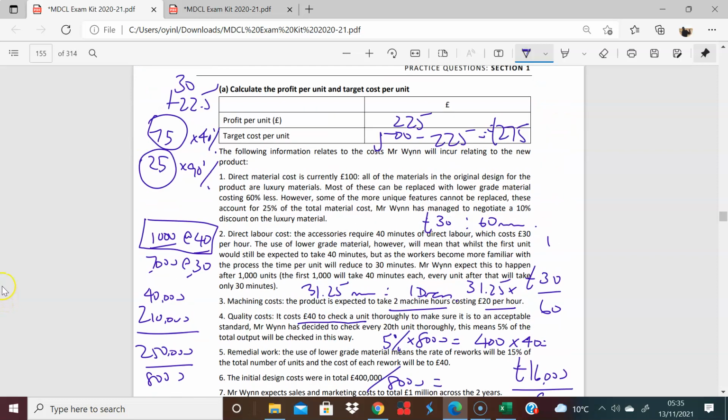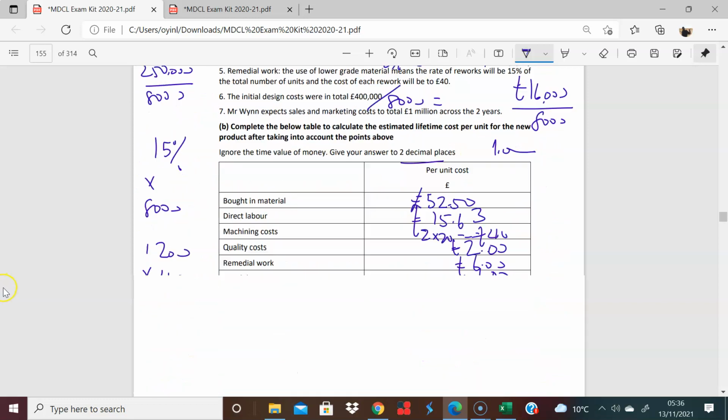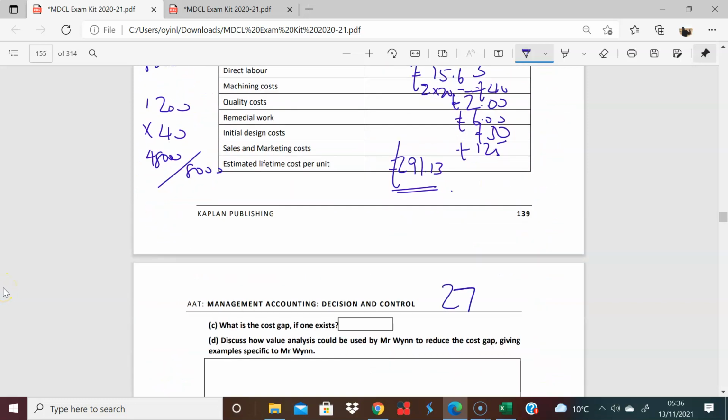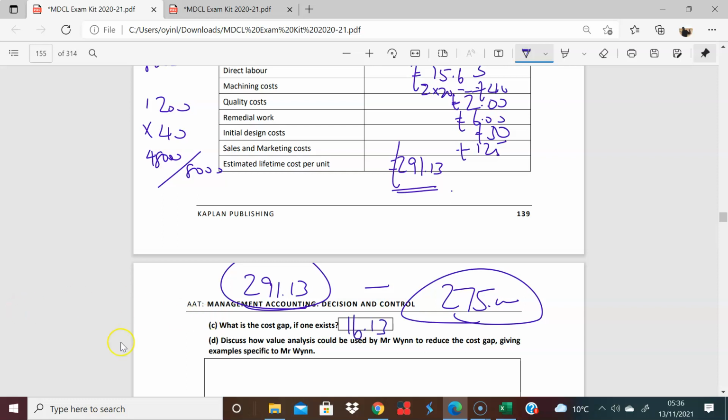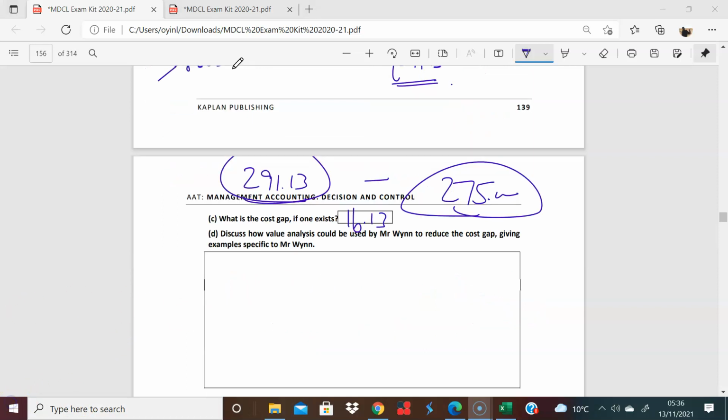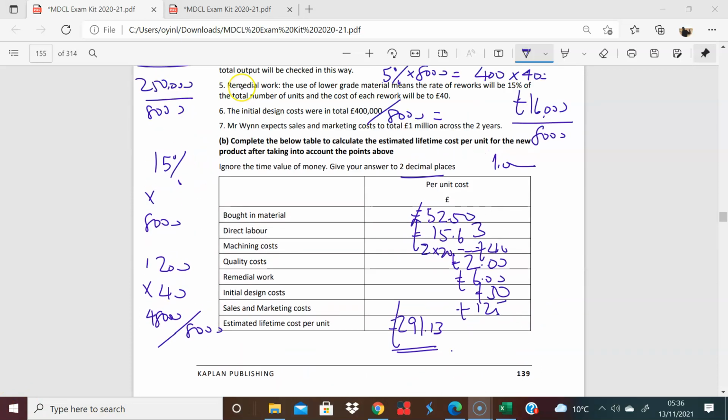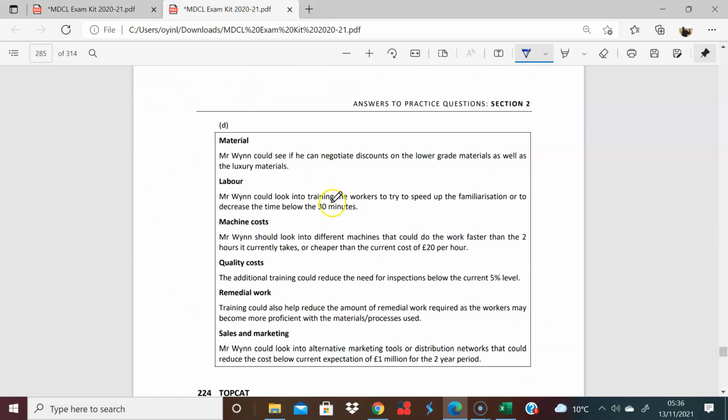So let's see, we come back here. The target cost per unit is 275. We need 275 as a target cost. So therefore there is a cost gap, because currently it's going to be 291.13. So subtract the 275, and you have a cost gap of £16.13. That is your current cost gap. And this question, in terms of value analysis, is really looking at the individual areas of our production process and seeing what we can do to amend things.